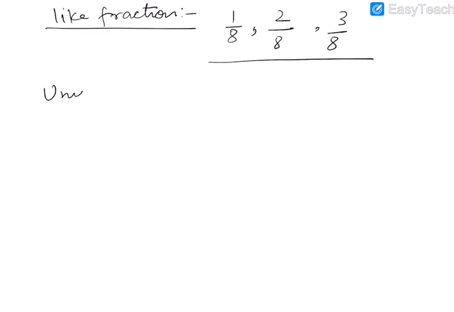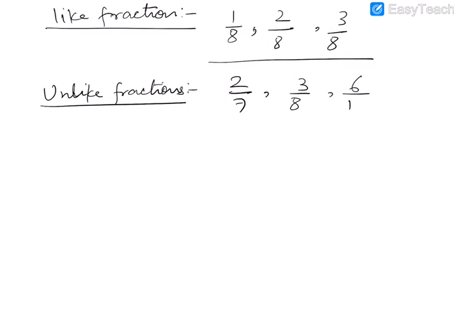Unlike fractions. What are unlike fractions? Very easy. When the denominators are not the same, then they are unlike fractions. Examples: 2 by 7, 3 by 8, 6 by 11. So you can see here that all the denominators are not equal. Then we can say that these are unlike fractions.